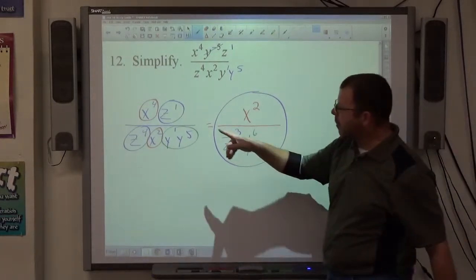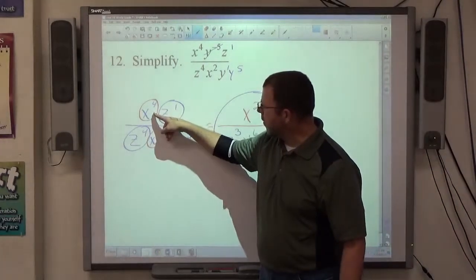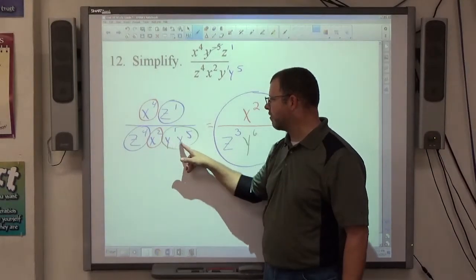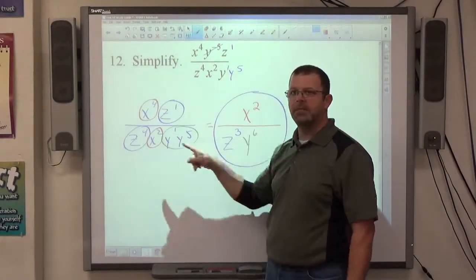Again, if they end up on opposite sides of the fraction, we put the answer where the bigger power is, subtract. If they end up on the same part of the fraction, we're going to add the powers together and leave the answer wherever they're at.